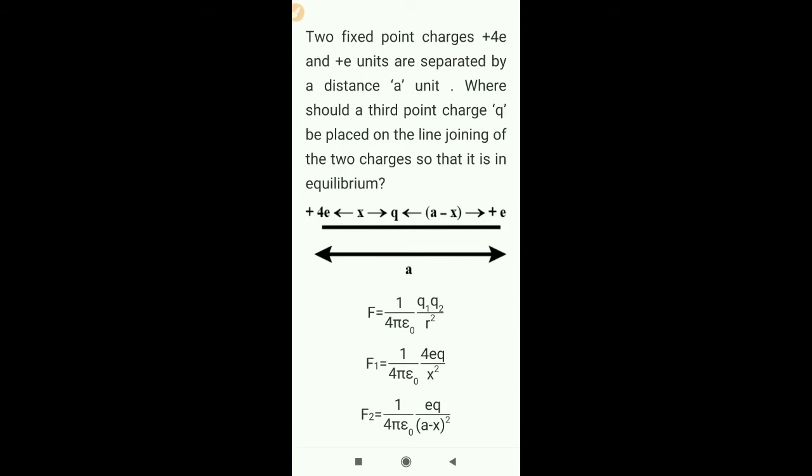Two fixed point charges +4e and +e units are separated by a distance a units. Where should a third point charge q be placed on the line joining the two charges so that it is in equilibrium? Right, this is our question.